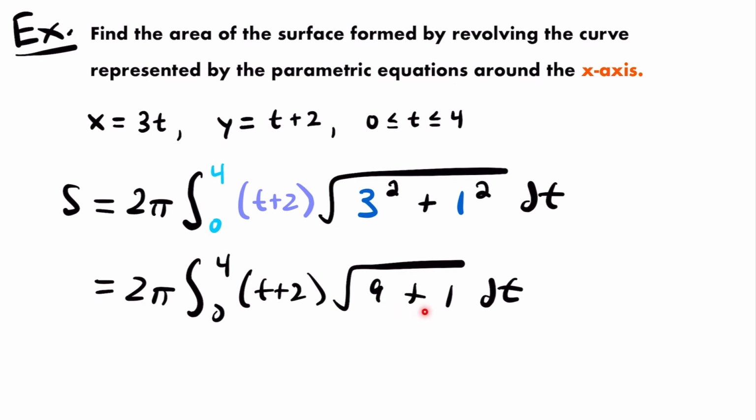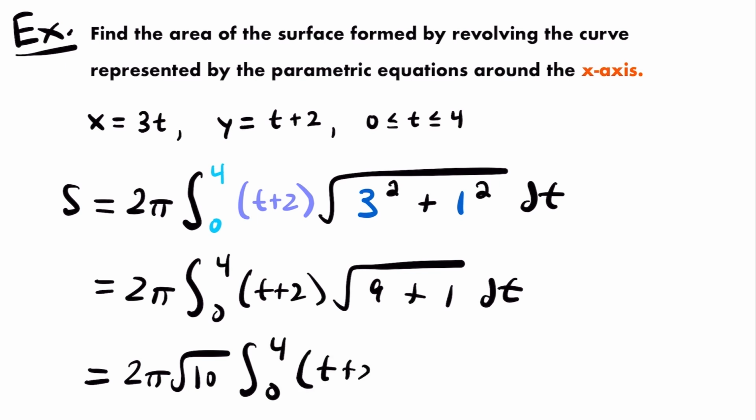All right, but 9 plus 1 is 10, so we have the square root of 10 right here, and that would just be a constant, so we can pull the square root of 10 to the outside of our integral, and this will be equal to 2 pi times the square root of 10 times the integral from 0 to 4 of t plus 2 dt. All right, so that whole square root part was just a constant. We had the square root of 10, so we brought it to the outside of the integral.